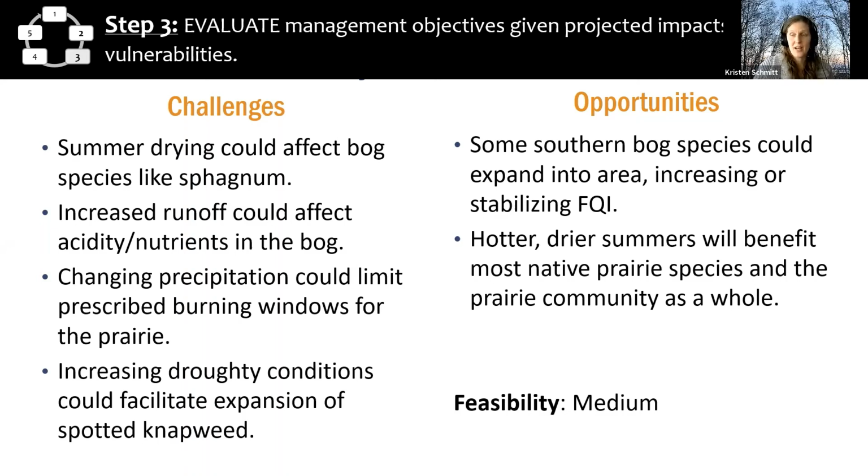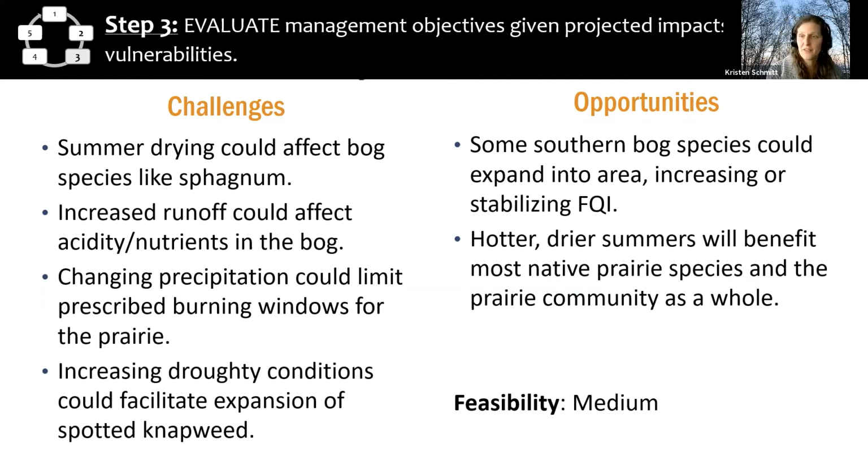They were also worried about runoff from those nearby farms affecting acidity and nutrients in the bog, and then that impacting this native plant diversity on site. They were worried about changing precipitation patterns and how that might limit the periods of prescribed burning they could conduct in the prairie areas, which again is vital to maintaining that native plant diversity. And then they were also worried about droughty conditions enhancing the spread of the lovely spotted knapweed in that area.